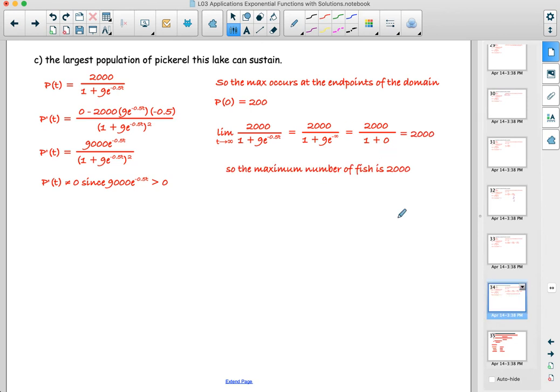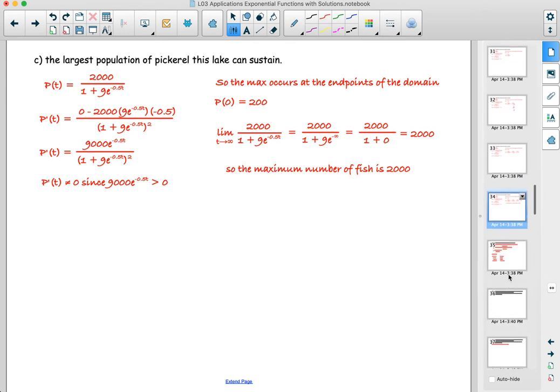So the maximum number of fish that this lake can sustain is 2,000.